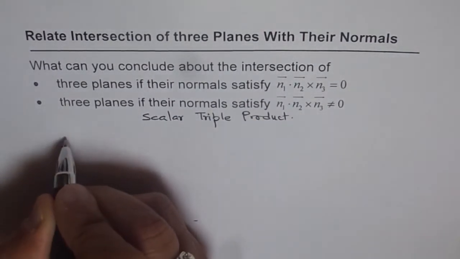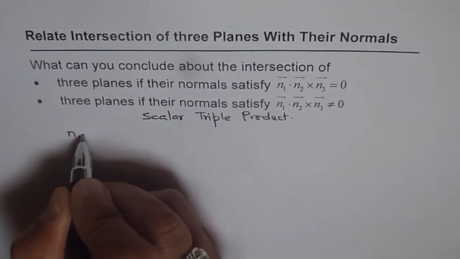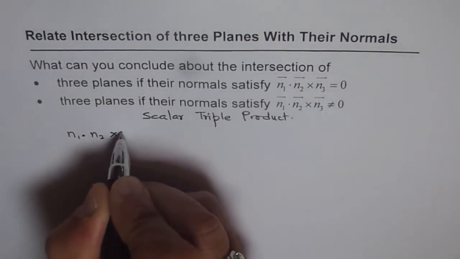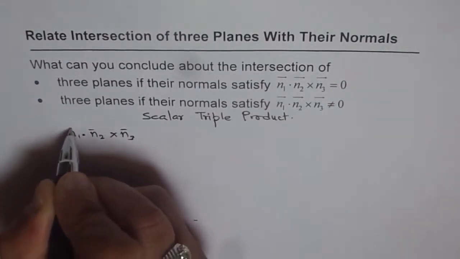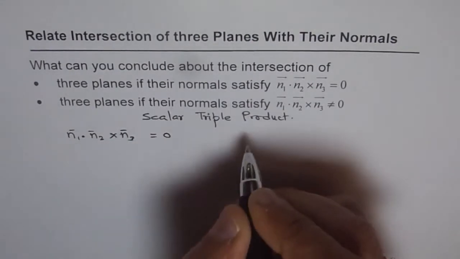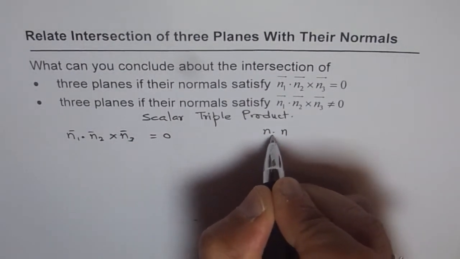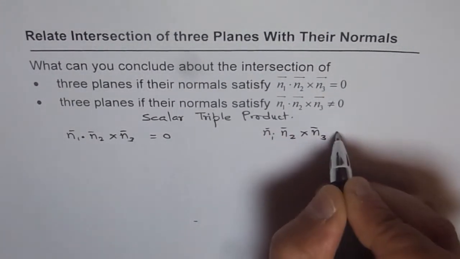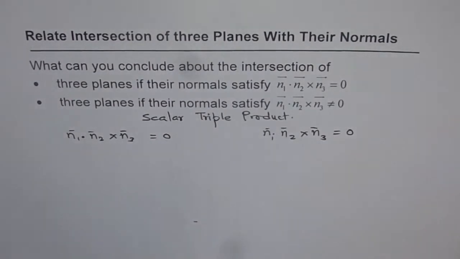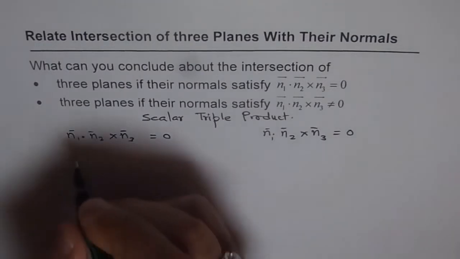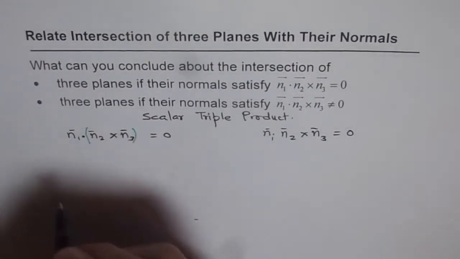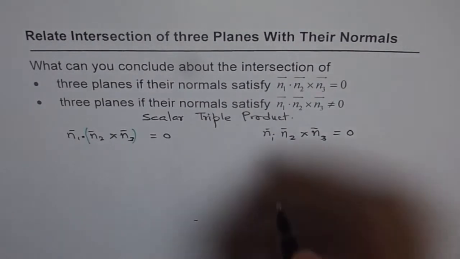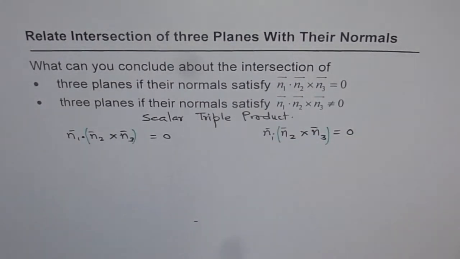So there are two conditions. We have normals n1, n2, and n3. If their scalar triple product is equal to 0, then what is the condition? And if their scalar triple product is not equal to 0, then what is the condition? Now, n1, n2, n3 could be in any order, it doesn't really matter, but always you have to do the cross product first. Otherwise, you'll get a scalar with the dot product and then you can't do the next operation. The cross product gives you a vector, so you have to do the cross product first.